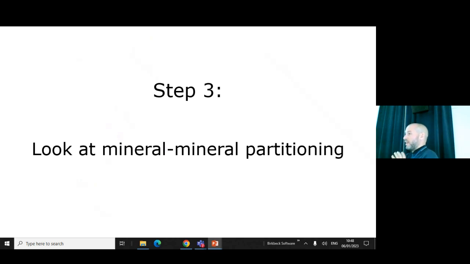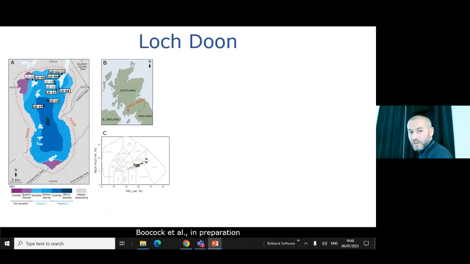And the bonding affects the size of the ammonium component in your new, more complex compound. So we're like, it's a pain. Anyhow, we think we have a solution to this. So Loch Doon is a zoned pluton.